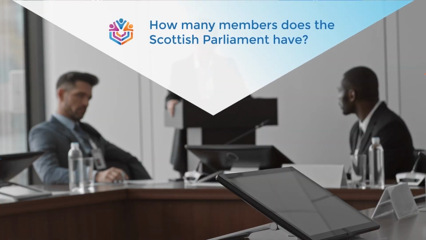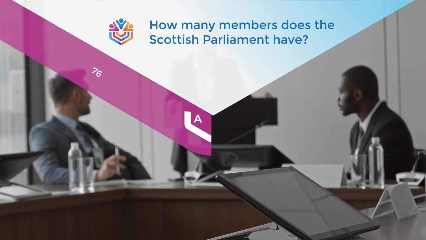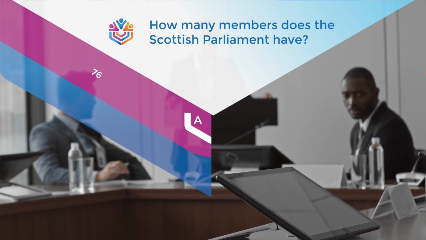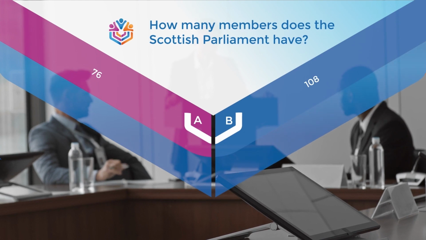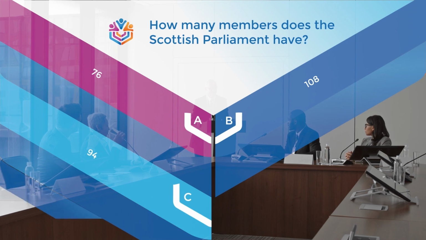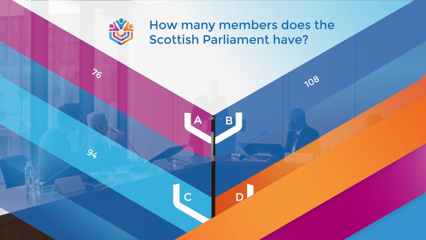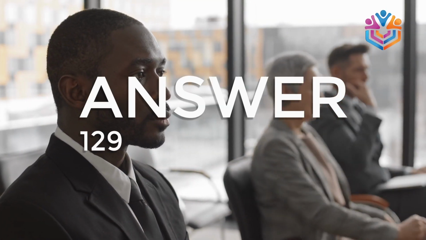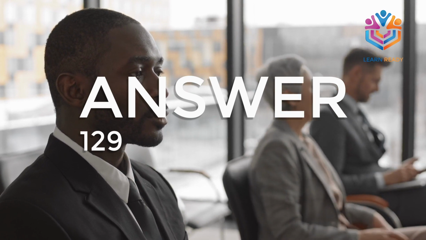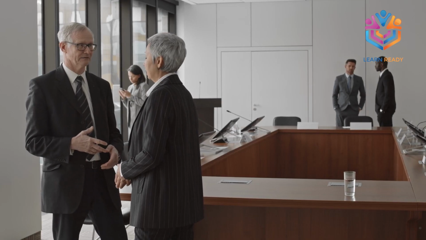3. How many members does the Scottish Parliament have? A. 76. B. 108. C. 94. D. 129. Answer: 129. There are 129 members of the Scottish Parliament, MSPs, elected by a form of proportional representation.